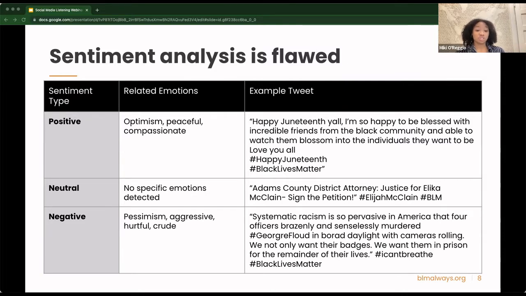You can see that this strategy works. It uses words such as synonyms of optimism, peaceful, and compassionate. It has words like happy and blessed and love. And in this particular context, this tweeter does seem to be pro-BLM. But of course, it's always important to consider the wider context of how these words are being used in this rhetoric and what the larger social media audience thinks about this.